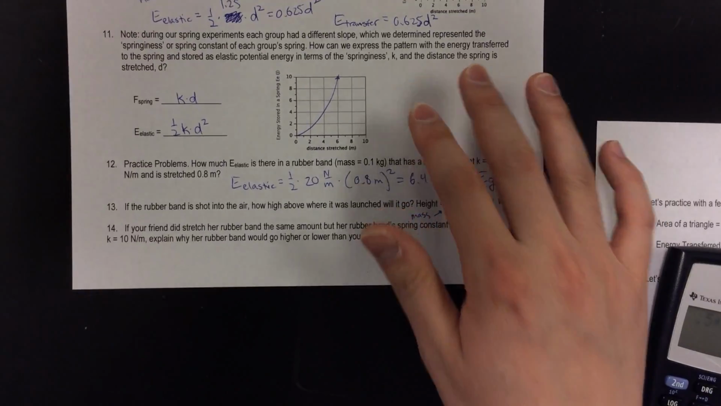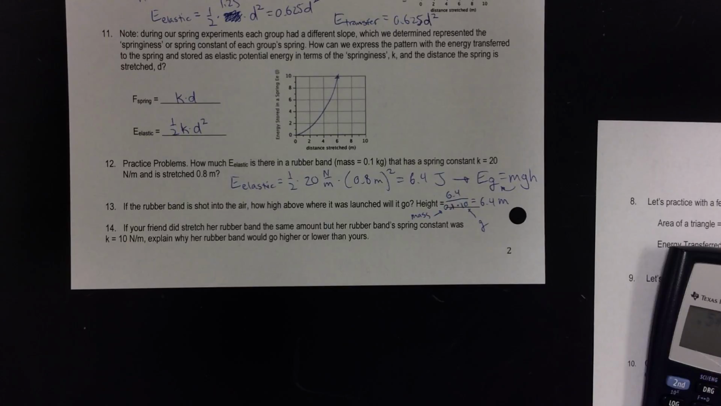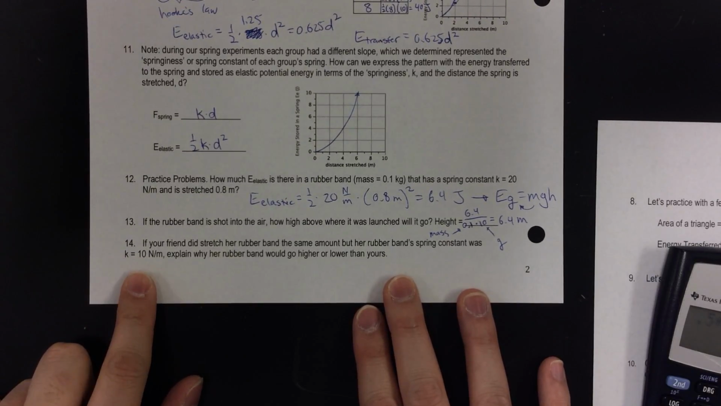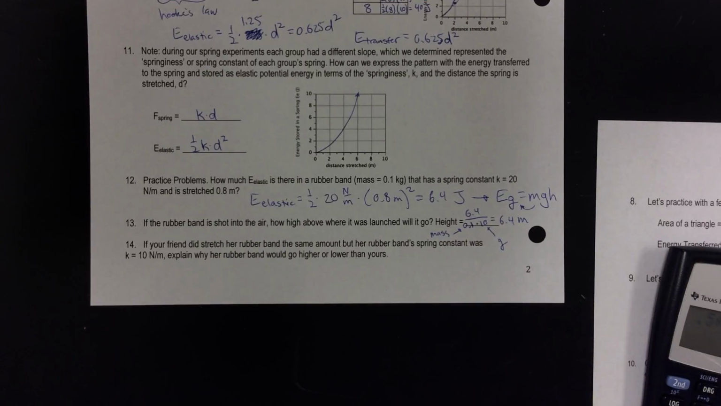Okay. The last question says, if your friend did stretch her rubber band the same amount, but her rubber band spring constant was 10, explain why her rubber band would go higher or lower. What do you guys think? If her rubber band has a spring constant of 10, yours had a spring constant of 20, will her rubber band go higher or lower? Lower. Why lower?